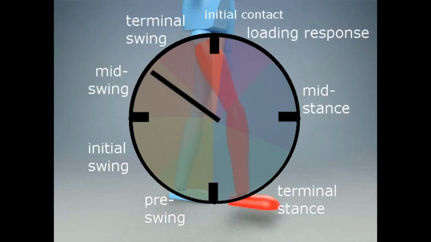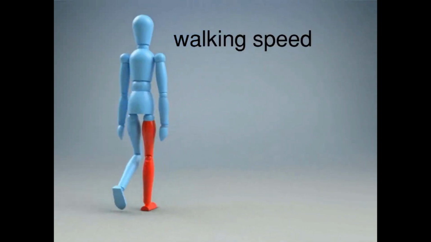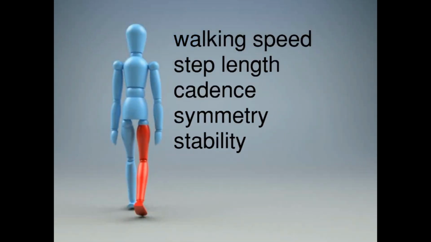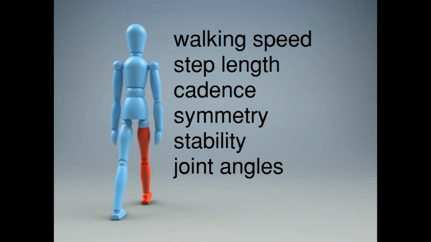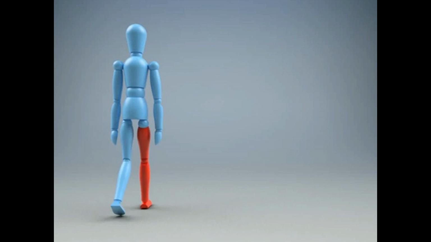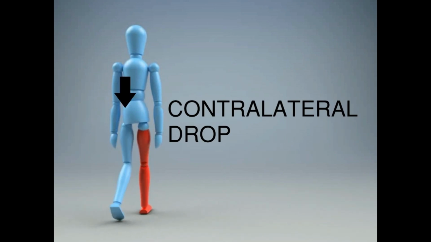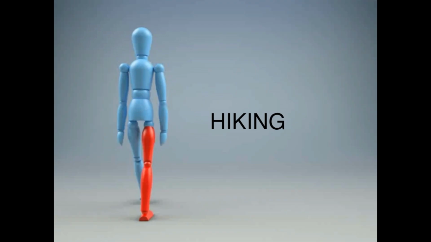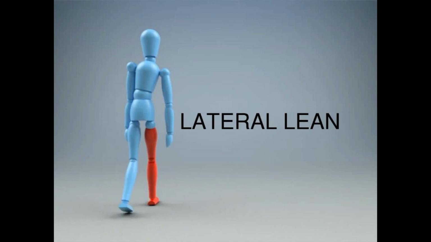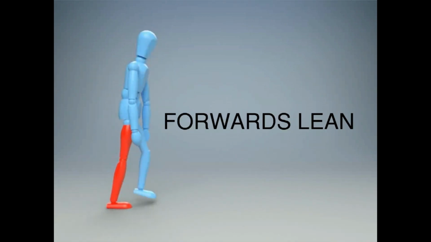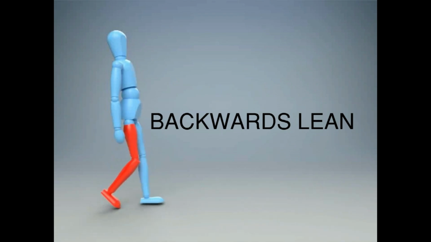By analysing the gait cycle, we can measure things like walking speed, step length, cadence, symmetry, stability, and the angles at the hip, knee, and ankle joints. These are all helpful indicators that our patient is healthy and functioning well physiologically. When doing gait analysis, we might also notice symptoms like contralateral drop, where the opposite side of the hip drops during the loading response. Or we might notice hiking, where the reference side of the hip lifts to help the leg swing forward. A sideways lean or lateral lean, as well as forwards lean and backwards lean, will also become obvious when we do gait analysis.